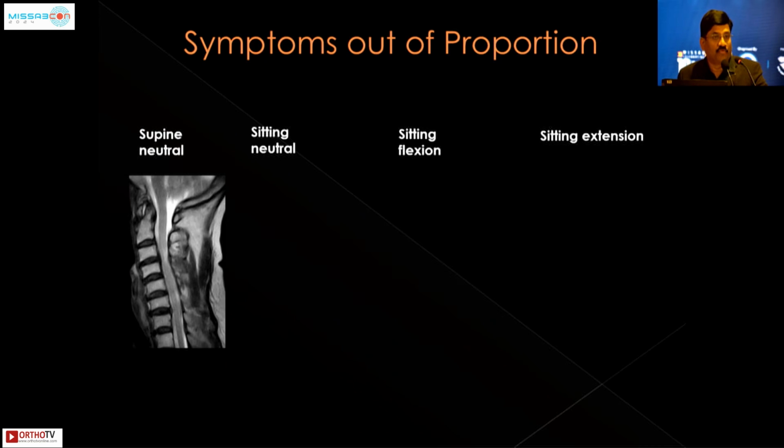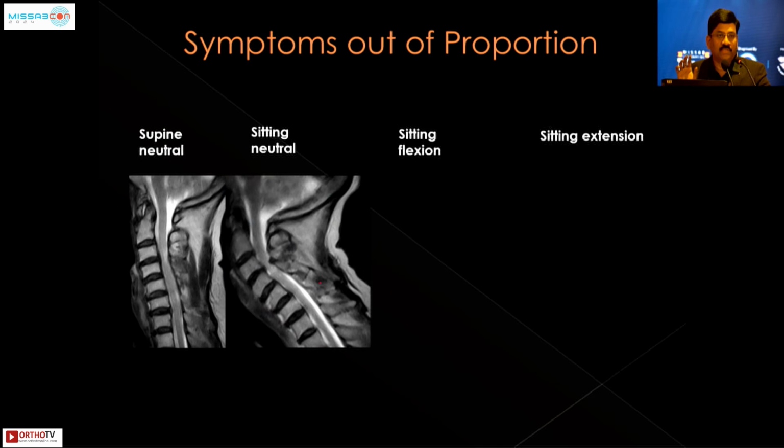When the symptoms are out of proportion, this is an interesting case which we have come across. This patient has significant myelopathy and is rapidly worsening, but the MRI taken in the supine doesn't suggest any major compression. But if you subject the same patient to just sitting, you can see a significant amount of compression happening at the 3-4 level.